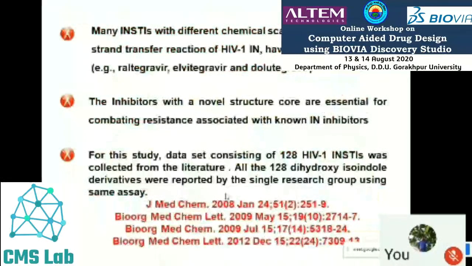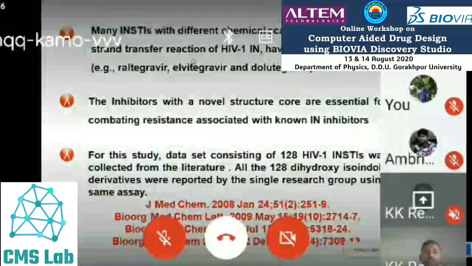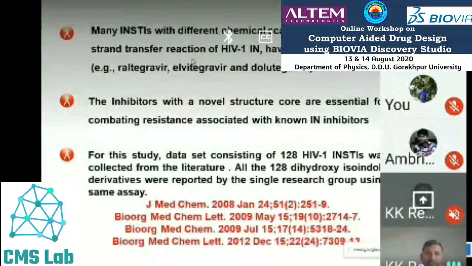Many integrase strand transfer inhibitors with different chemical scaffolds targeting this strand transfer reaction have been developed. Recently approved drugs are raltegravir, elvitegravir, and dolutegravir. These are the 3 approved drugs targeting integrase strand transfer inhibition. But still, they undergo drug resistance. That's a big problem, right?